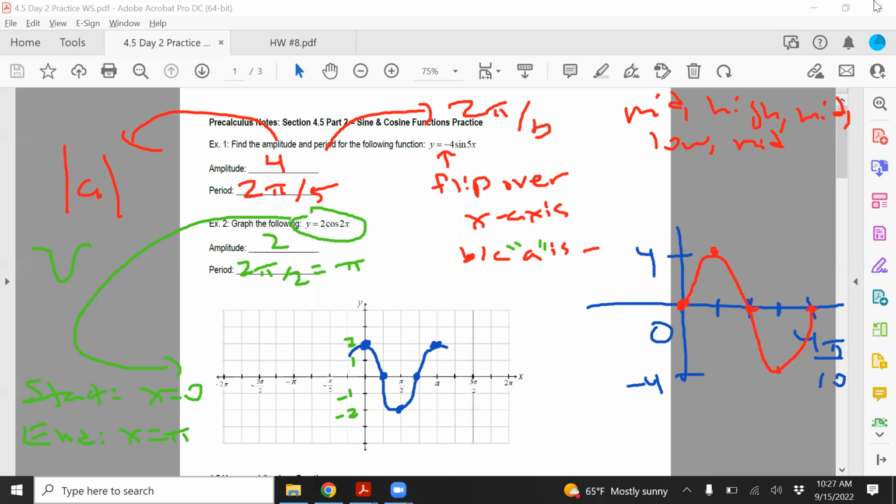Plus, if you're plugging in pi over 10 here, 5 times pi over 10 becomes pi over 2. Sine pi over 2 is 1. Negative 4 times 1. Oh, I messed up. I made a mistake. What mistake did I make? I didn't flip it. Thank you, Big Connor. Good looking out. I forgot to flip. So sorry. Oh, cool. Thanks.